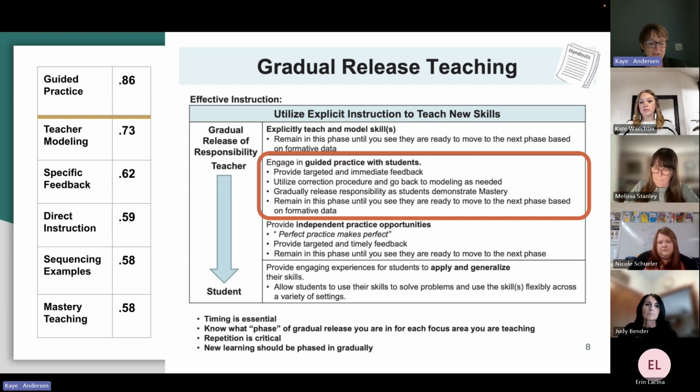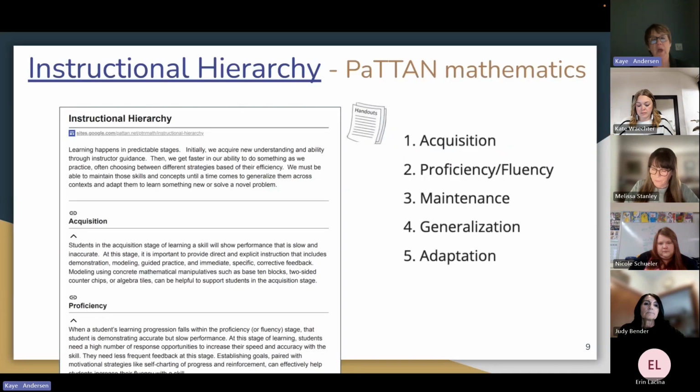We might go I do, you do. Oh, you aren't ready to do. We need to go back to the I do, and then to you do, and then to independent practice. We might hopscotch back and forth a little bit as we do that. Always within there, we're giving them feedback and extra practice to respond.